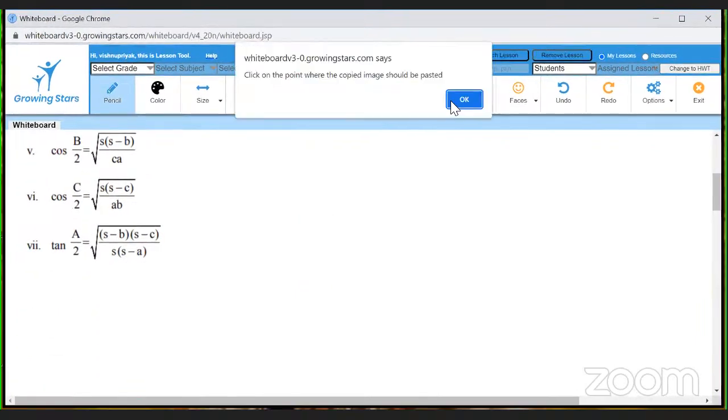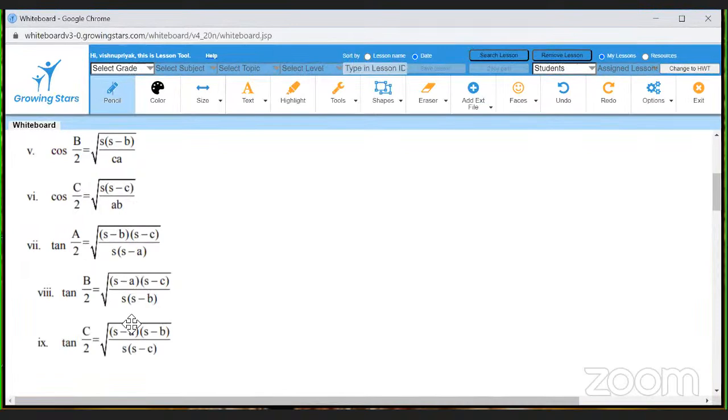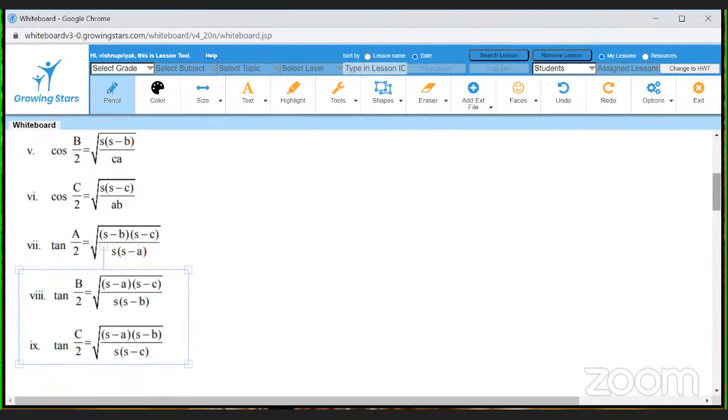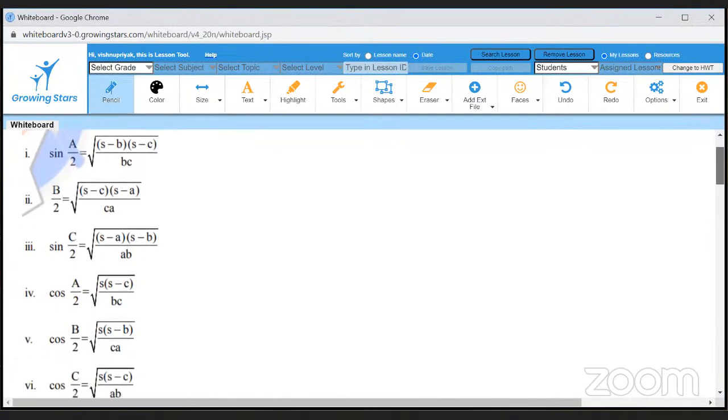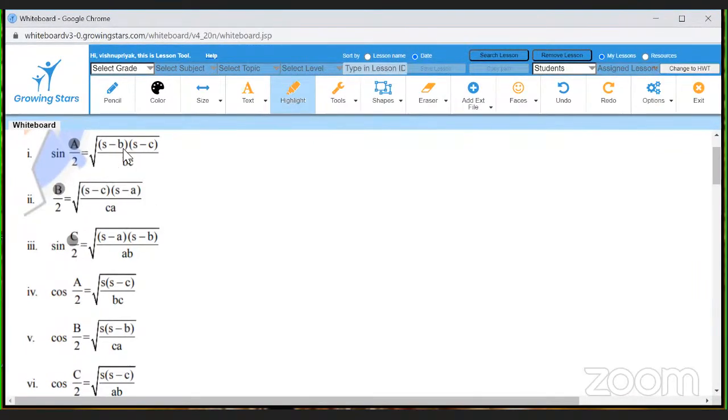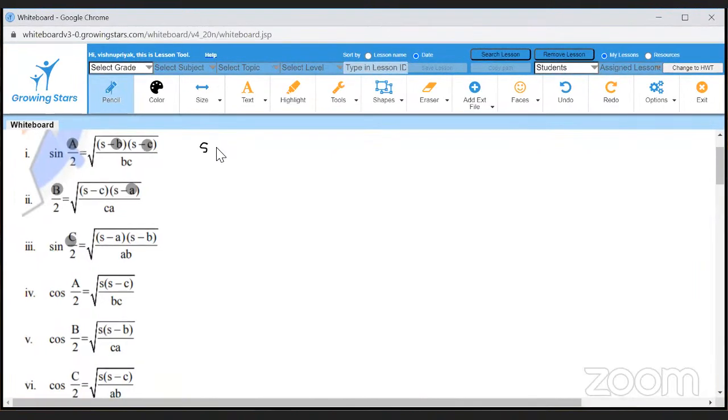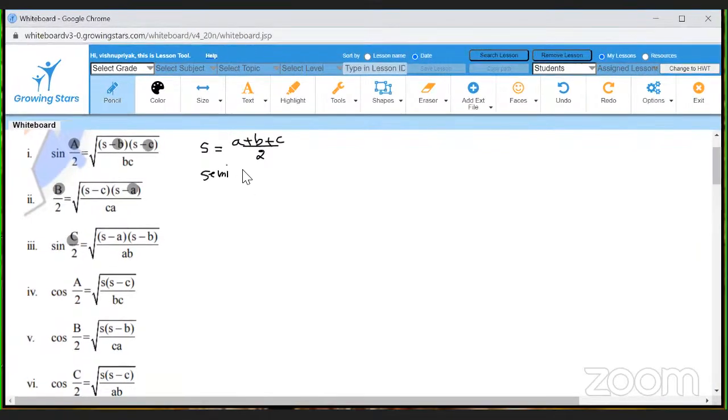And then two more formulas. So these are the formulas. In all these formulas, you are very well aware of angle A. Big A is angle A, angle B, angle C. Then small a, small b, small c, you are aware of. The only thing you can see here is S. And S is A plus B plus C by 2. It is called semi-perimeter.